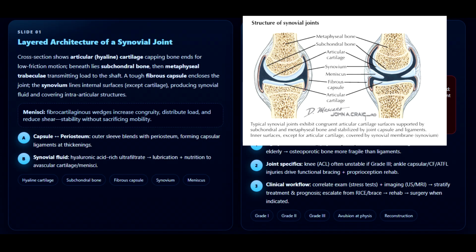The articulating ends of the bones are capped with articular cartilage, that smooth hyaline cartilage we discussed previously, which absorbs load and allows movement with minimal friction. Immediately beneath this lies the subchondral bone, dense and supportive, and further down the metaphyseal bone with its trabecular structure designed to transmit forces into the shaft.